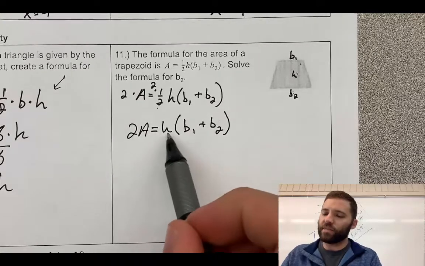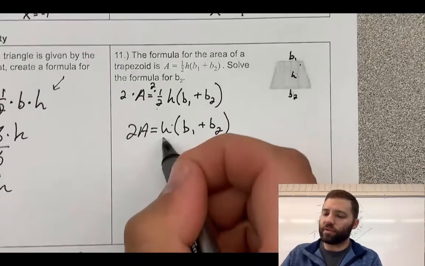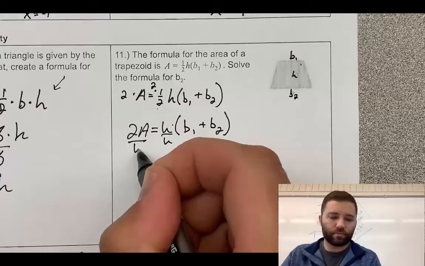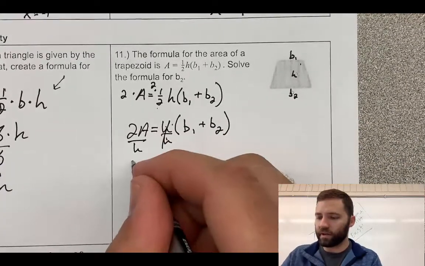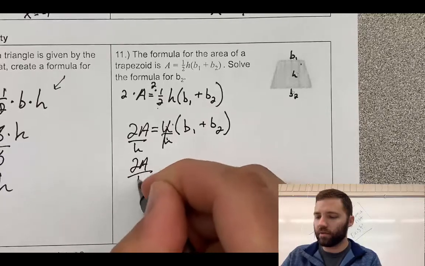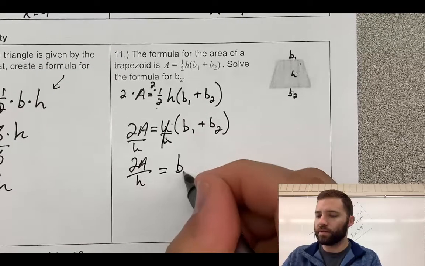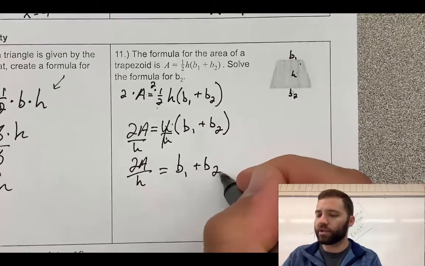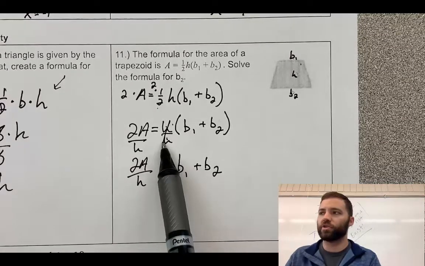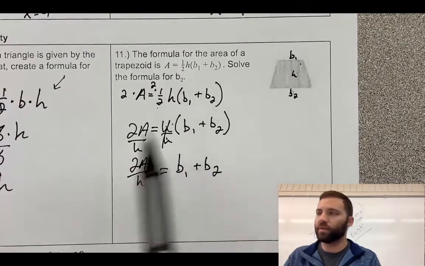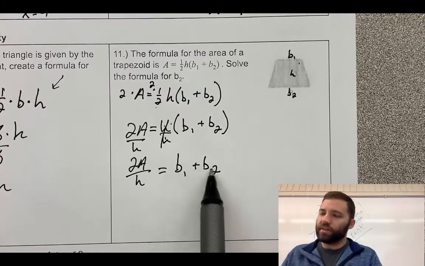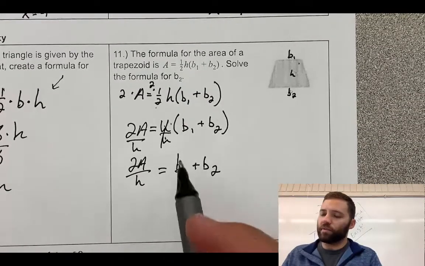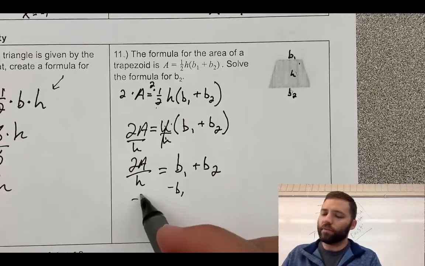I'm going to divide both sides by h. Again, I have a multiplication issue, so I'm going to divide both sides by h, and that's 1 over 1 on the right. So I get 2a over h is equal to b sub 1 plus b sub 2. And I can drop the parentheses because h over h is just 1, just like multiplying by 1. So now to get b sub 2 by itself, I just have to subtract this b sub 1 over. Minus b sub 1, minus b sub 1.